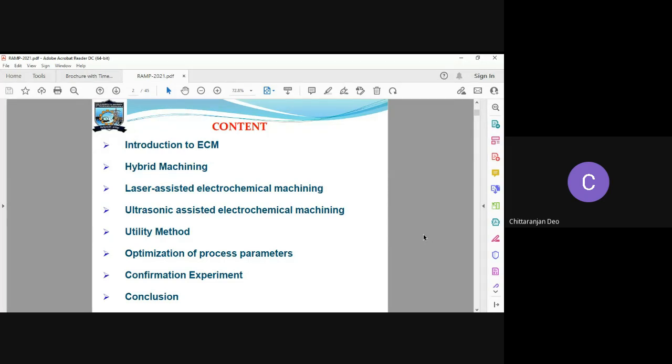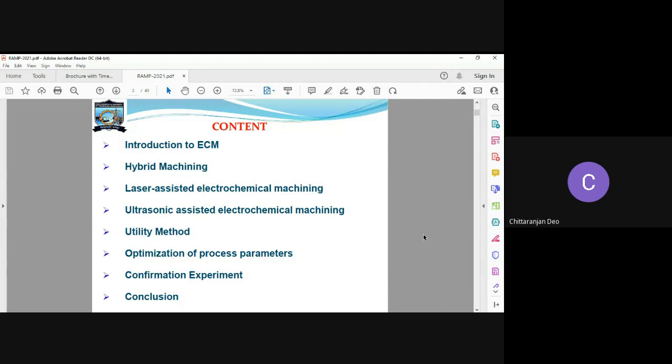Then I will briefly discuss laser-assisted electrochemical machining and ultrasonic-assisted electrochemical machining. Then we'll go to our main topic: what the utility method is and how we optimize the process parameters to optimize the ECM process. Basically, machining refers to the process of cutting a piece of raw material into different shapes and sizes to come up with a final product.